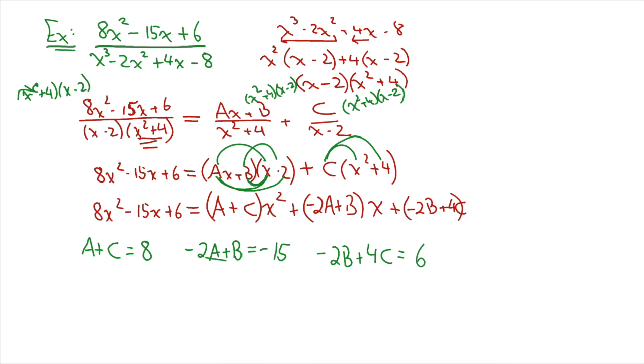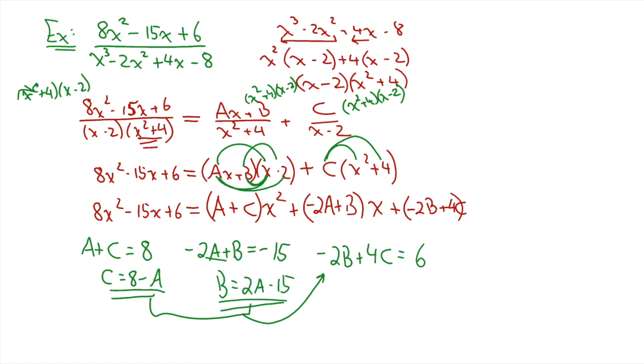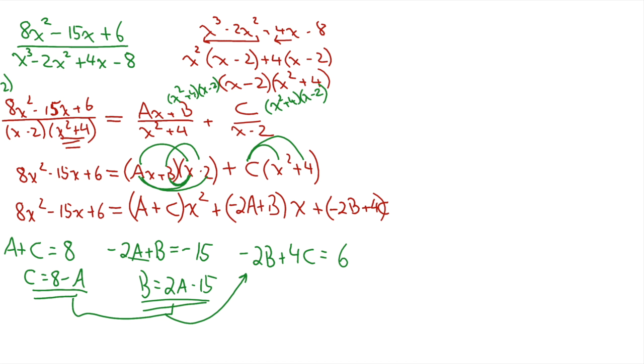I'm trying to push one variable all the way to the end. So this first one I'm going to write as C equals 8 minus A. The second one I'm going to write as B equals 2A minus 15. When I push the negative 2A across, it becomes positive. Then I'm going to take both of these and do a double substitution into that last equation. Get rid of the B, get rid of the C, and replace it all with A.